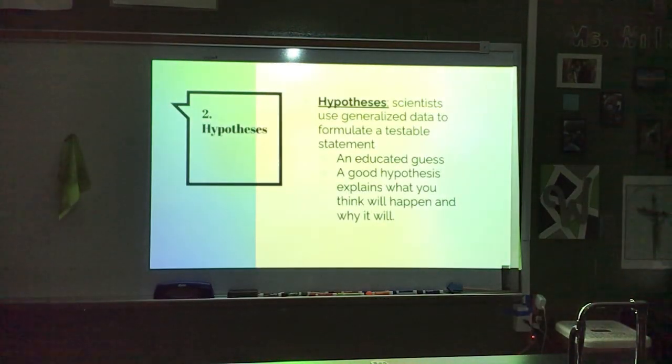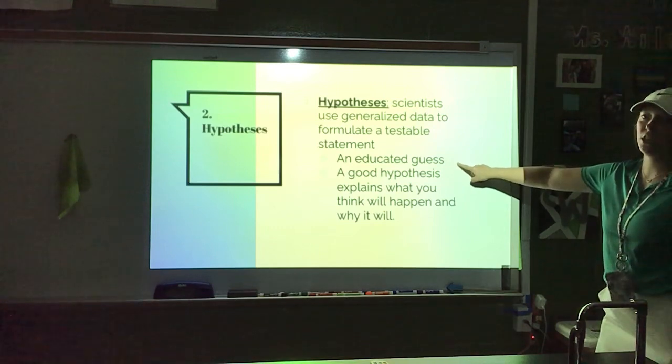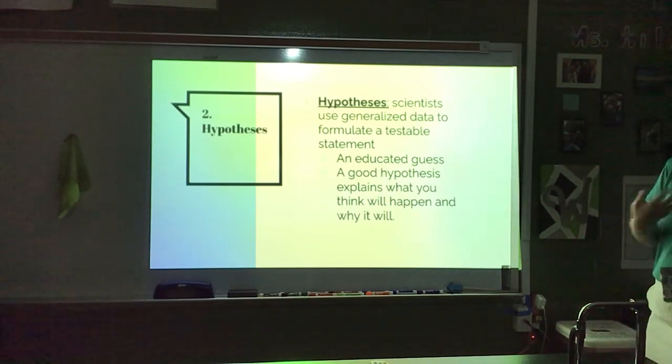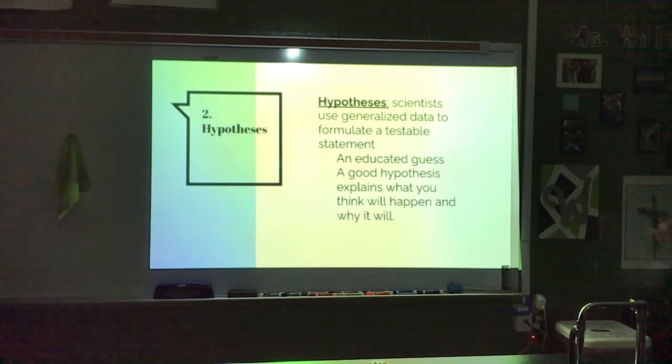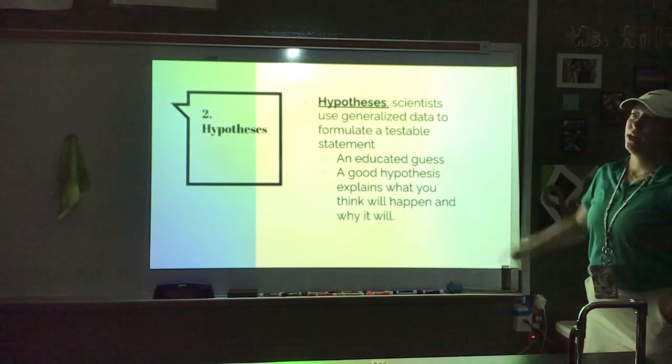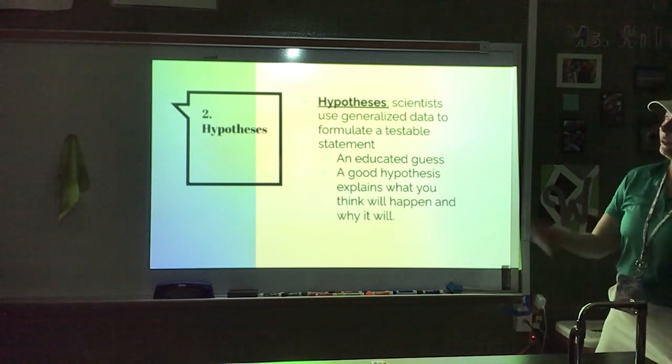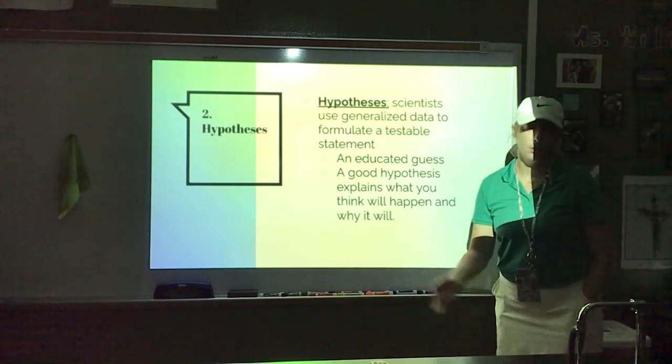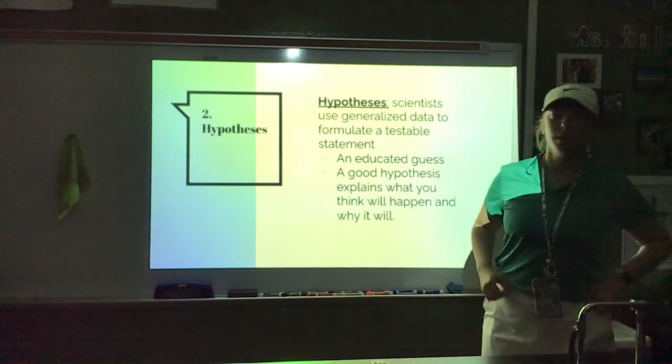Our second part of the scientific method is a hypothesis. So a hypothesis is when scientists use generalized data to formulate a testable statement. Most of the time you'll hear a hypothesis described as an educated guess. It's really just, you're taking a shot in the dark and you're going to try your best to explain why you think something is happening. A good hypothesis explains what you think will happen and why. It's not just as simple as, I think you'll need 25 milliliters of water to make this reaction occur.